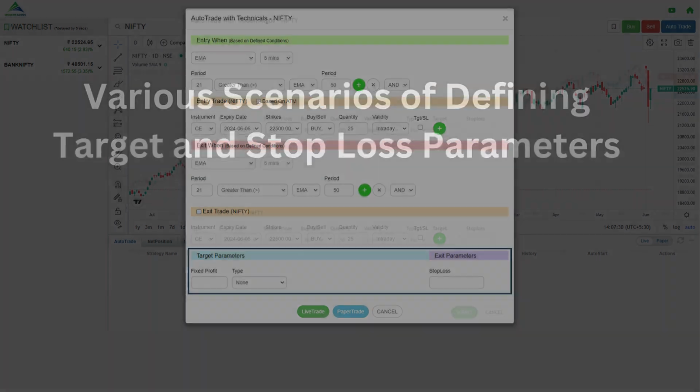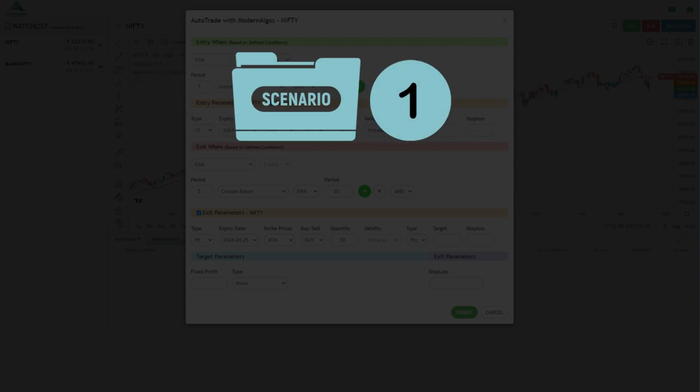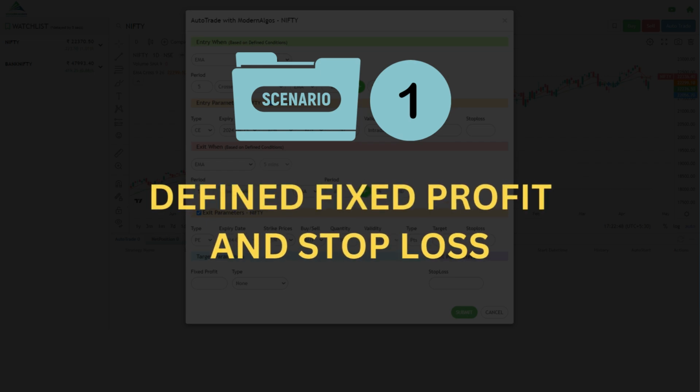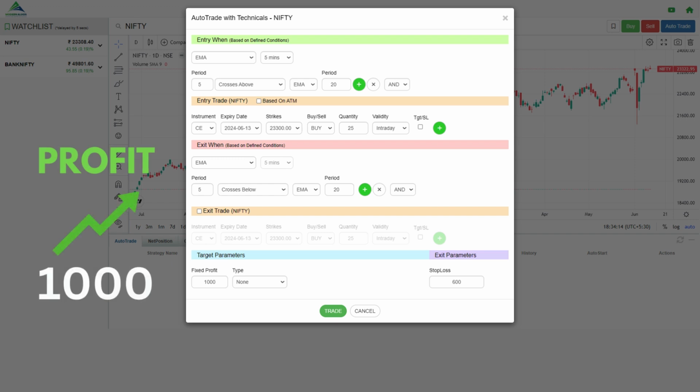Here, we can have various scenarios. Let's discuss them in detail. Scenario 1. Define fixed profit and stop loss. For example, you set a fixed profit of 1000 rupees and a stop loss of 600 rupees. This means that when the overall strategy's profit reaches 1000 rupees, all positions will close, or if the strategy's loss reaches 600 rupees, it will close.